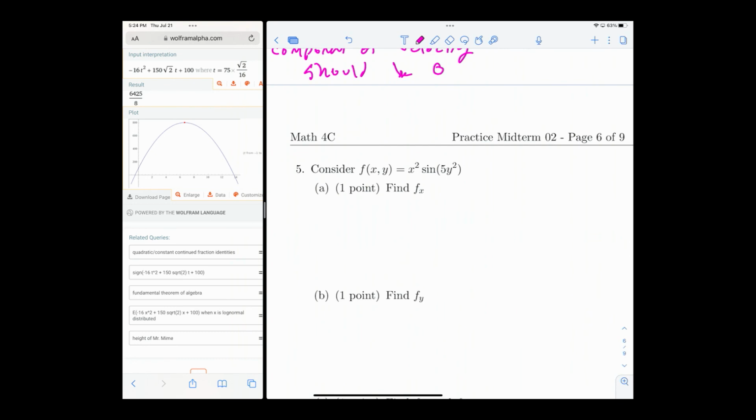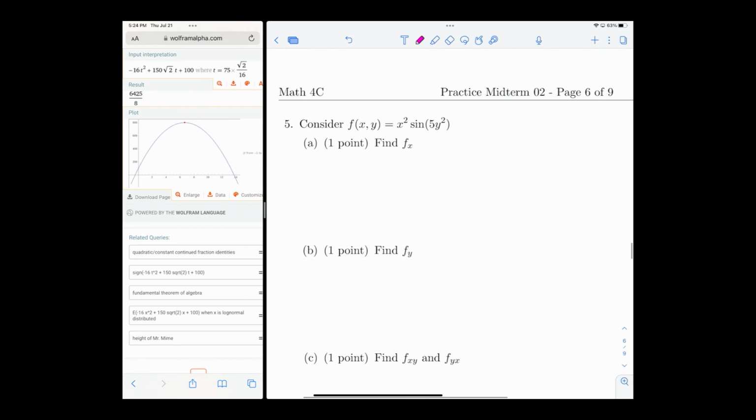All right, so we got a function of 2 variables now, and we're looking for partial derivatives. There are no mysteries here. We just need to find these partial derivatives. So what do we do? So fx is the partial with respect to x of x squared sine 5y squared. What you should notice is the only x is in the x squared. So as far as the partial with respect to x is concerned, the sine 5y squared is just a constant. So 2x sine 5y squared. There you go.